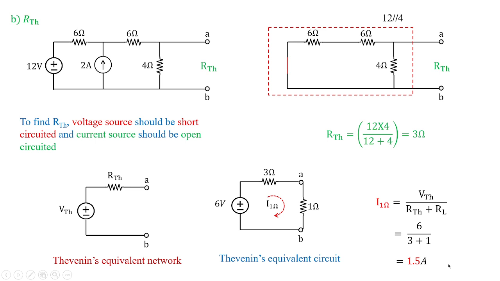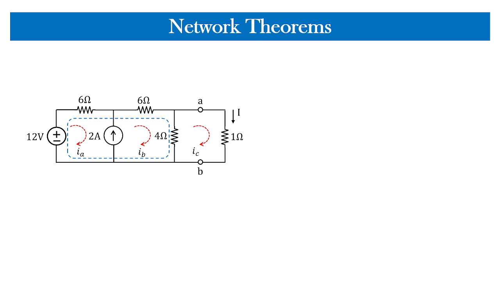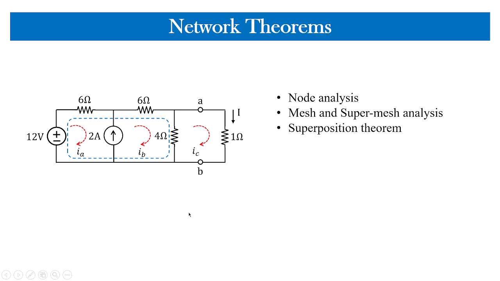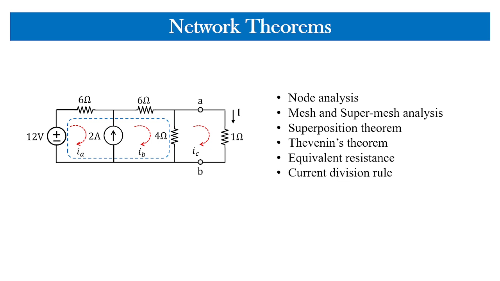Similarly, you cross check the result by Norton's theorem and comment in the chat box whether you got the same answer or not. So in today's class, we have seen what is node analysis, what is mesh and supermesh analysis, and the superposition theorem. The same circuit we have solved in many ways, and also we have solved with the Thevenin's equivalent method. Then we have also seen what equivalent resistance means, and also we have seen the importance of the current division rule. So all the basic network concepts are covered in this one particular circuit.